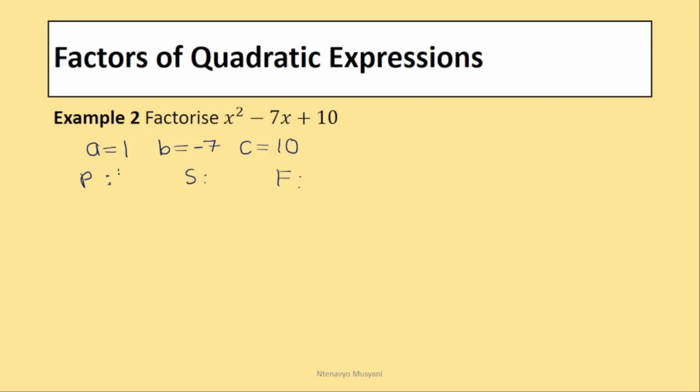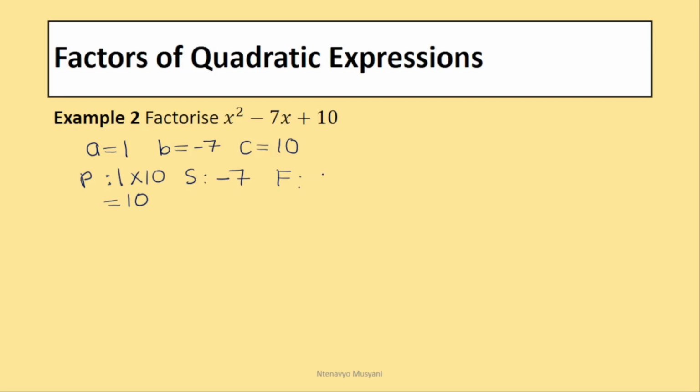The product is found by multiplying A by C. We'll have 10. The sum is B, which is negative 7. Then we use the searching method. We need to search for factors such that when you multiply those two numbers, they'll give you 10. When you add those two numbers, they're going to give us negative 7.